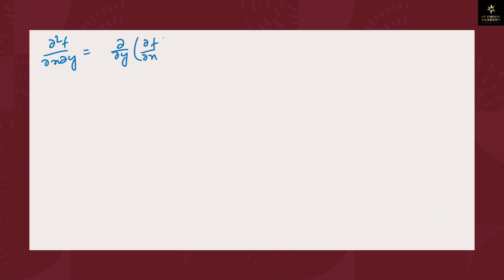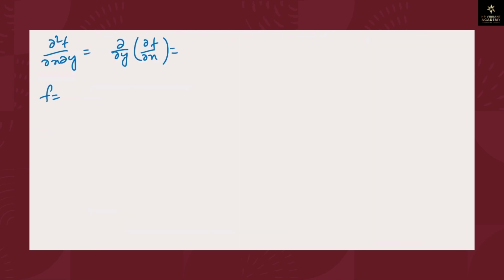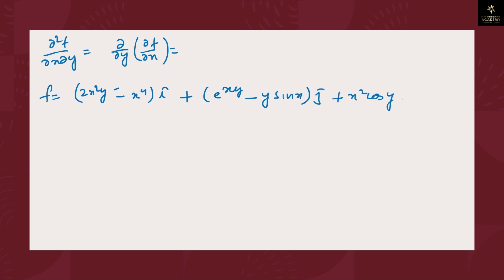Del 2f upon del x del y is equal to del upon del y of the partial derivative of f with respect to x. So we have the value of f as given. So f is equal to (2x square y minus x^4) i cap plus (e to the power xy minus y sin x) j cap plus x square cos y k cap.